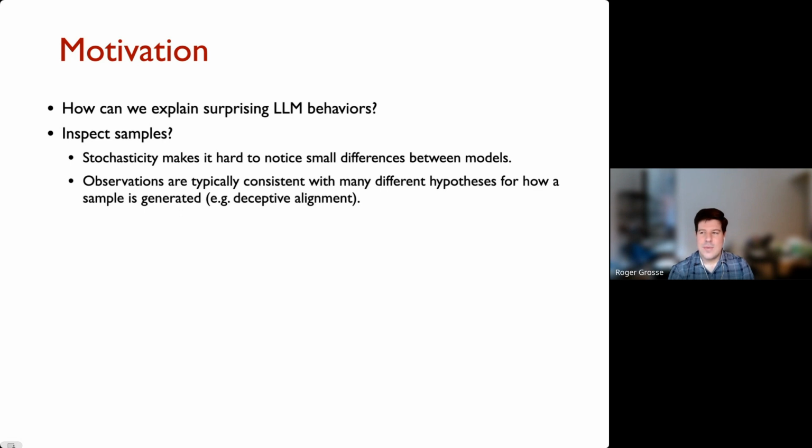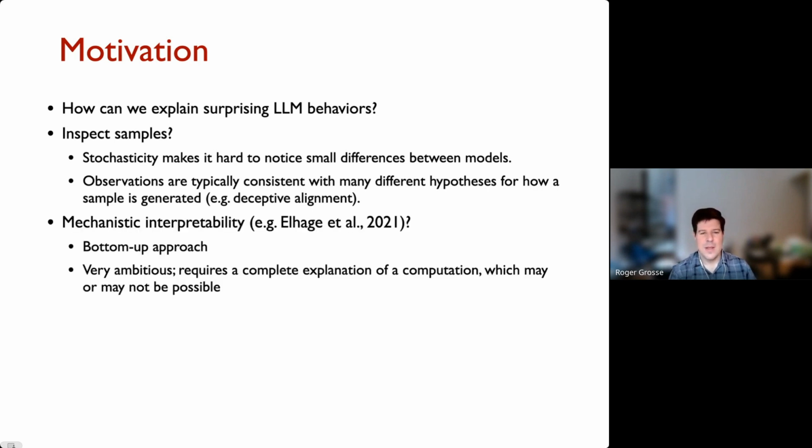And the overt behaviors of a model are also consistent with many different hypotheses about how a sample is generated. So it could be just memorizing training examples, it could be solving problems in creative ways, and as a kind of extreme case, the model might be deceptively aligned in that it has some model of what it thinks humans want it to act like, and it pretends to act that way, but would act differently in other situations.